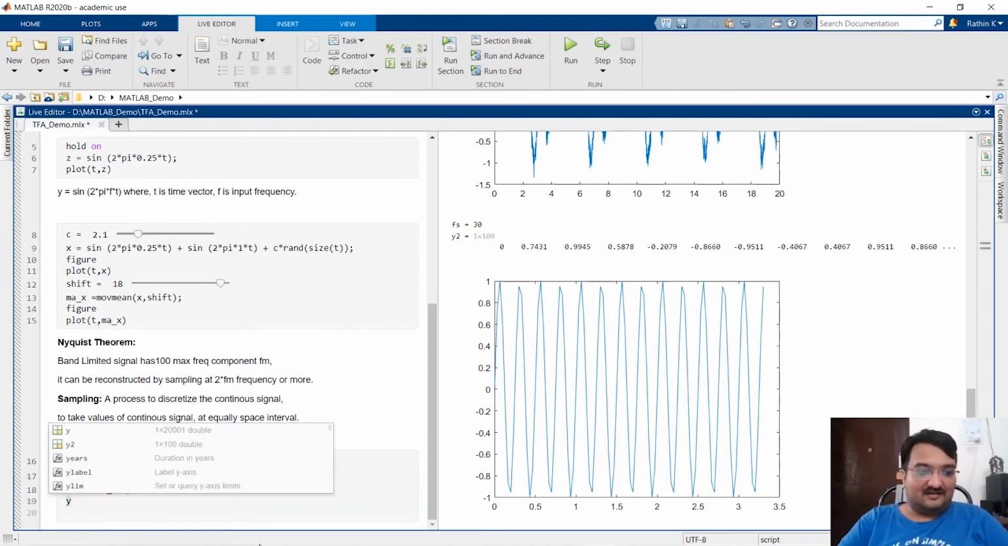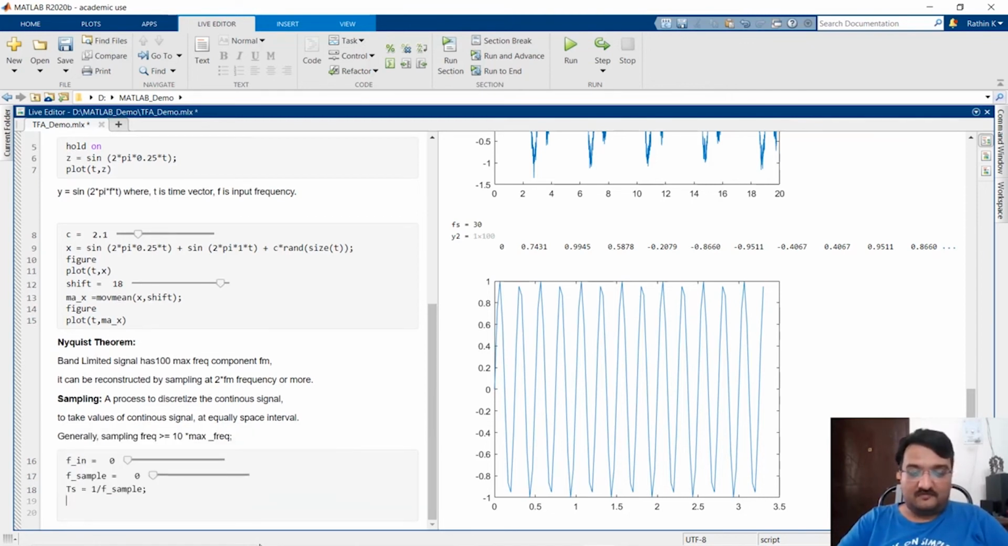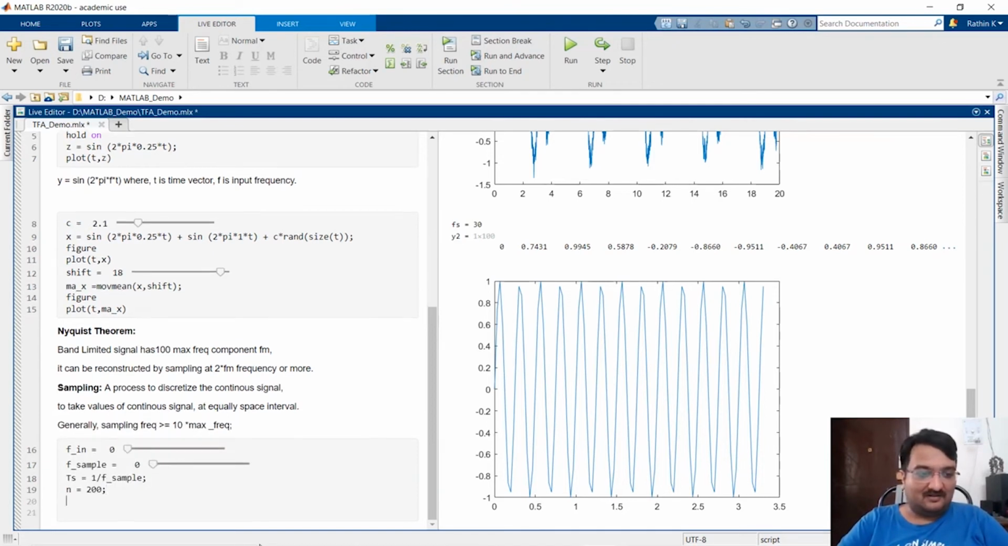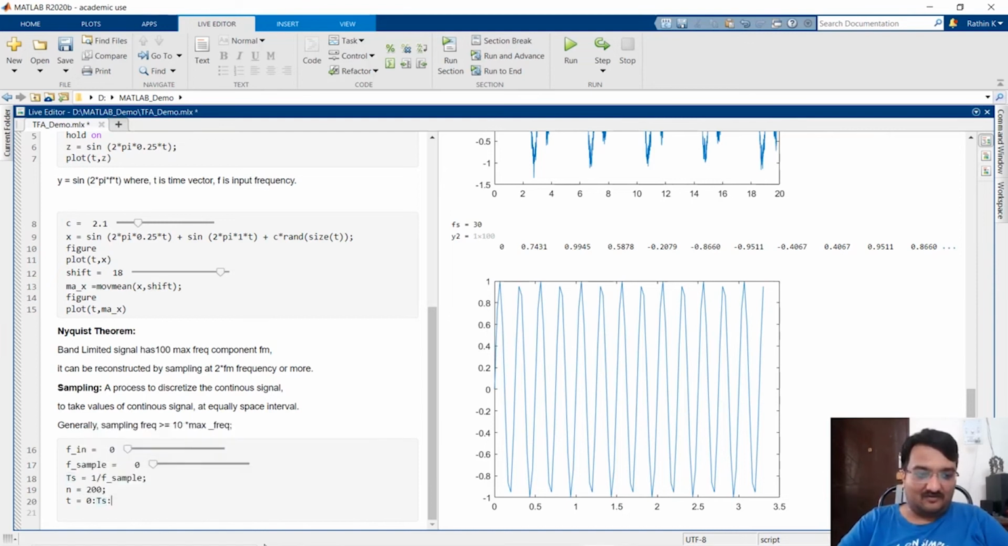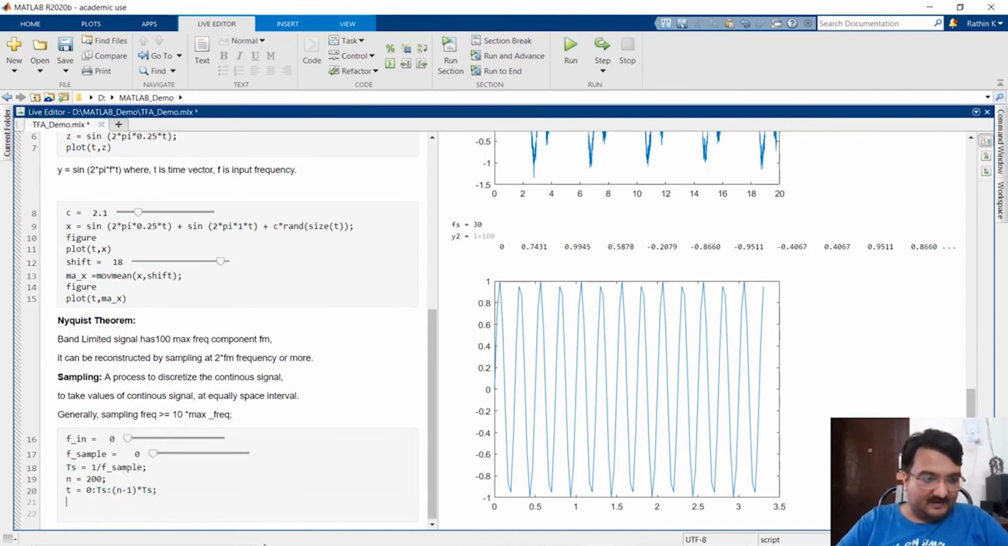Also you can get your output, and find out how long a finite sequence you want. So let's take 200 samples, and now we need to get a time vector. The time vector can be obtained from 0 to Ts, at every Ts interval, the sampling interval. It will record till how much time you need for 200 samples, so (n minus 1) times Ts. And finally the signal.